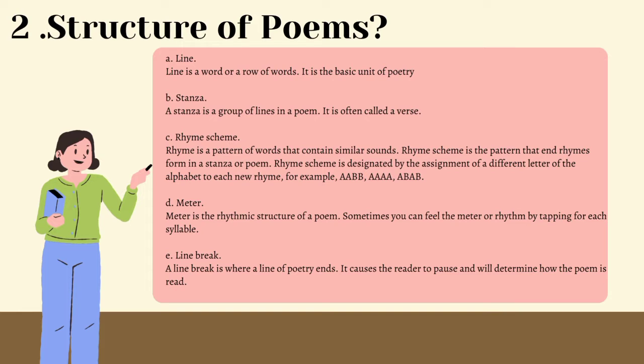Number 2. Structure of poem. Poetry is written in stanza and line that use rhythm to express feeling and idea. Here are the structure of poem or poetry and the definition. A. Line. Line is a word or a row of words. It is the basic unit of poetry. B. Stanza. A stanza is a group of lines in a poem. It is often called a verse.